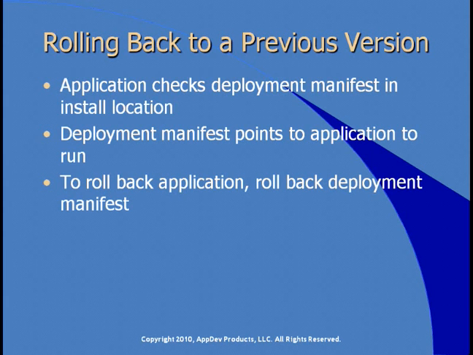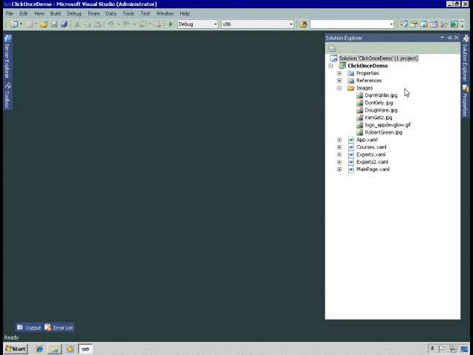Let's deploy a WPF application using ClickOnce. I have the ClickOnce Demo sample application open. Now what I want to do is run this application first so we can see what it does, and then I want to publish it.